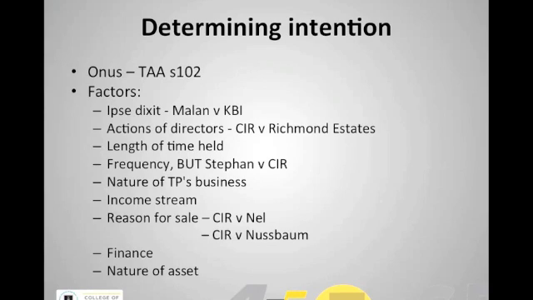That's fine for individuals who are natural persons, but what happens in the case of taxpayers that are companies? Well, in CIR versus Richmond Estates, the court said that we would look at the action of directors in their capacity as directors, and those actions would inform the intention of the company. Interestingly, in CIR versus Richmond Estates, this is an example of where the company started with a revenue intention, i.e.